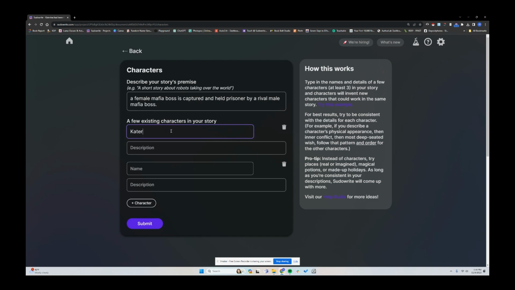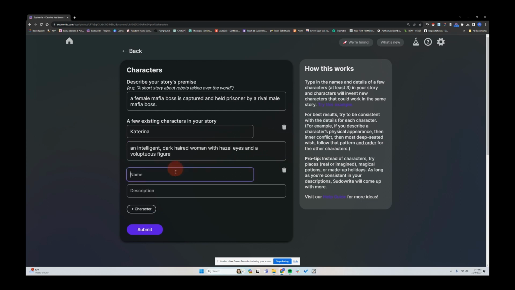Okay, so we will go with Katarina, because that's the name it gave us. She is an intelligent, dark-haired woman with hazel eyes. How many words? 1, 2, 3, 4, 5, 6, 7, 8. Characters need at least 10 words in the description. Dark-haired woman with hazel eyes and a voluptuous figure. Well, so let's go with one of eight, because why not? I'm gonna say, just to make sure, I tell they're female mafia boss.